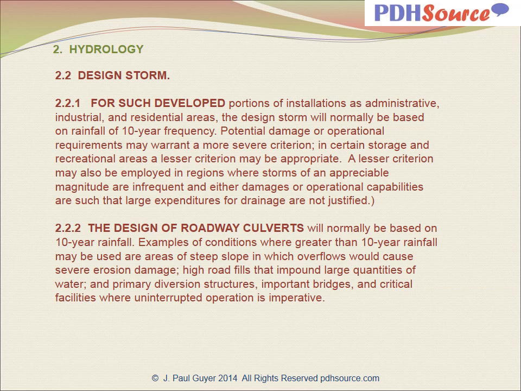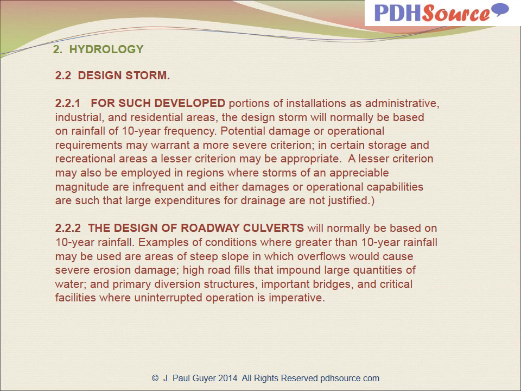The design storm. What storm do you design for? What are the characteristics of the storm that you're designing the drainage for? For areas of land that are developed or will be developed for administrative, industrial, commercial, residential uses, the design storm will normally be based on rainfall of 10-year frequency. And of course, the frequency of the storms and the intensity of the storms and the durations of the storms is obtained from weather and climate data that is available in appropriate databases.